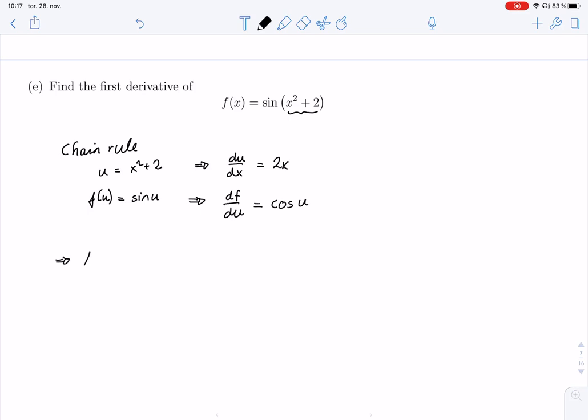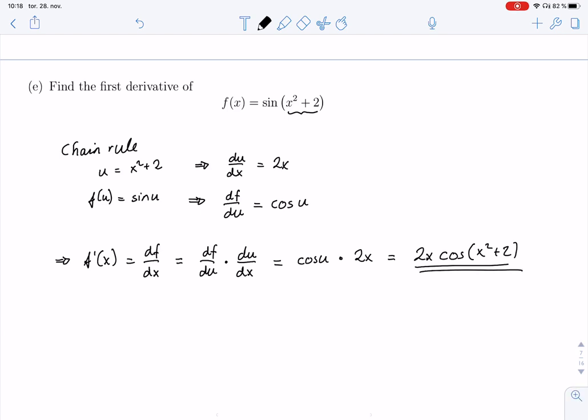So f derivative of x, and again you can write it like this. I see that I mix these notations. It will be first df/du times du/dx. So it would be cosine of u first times 2x. I put that in front, and we can exchange the u for x squared plus 2.